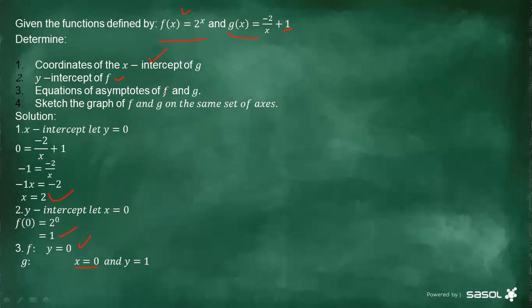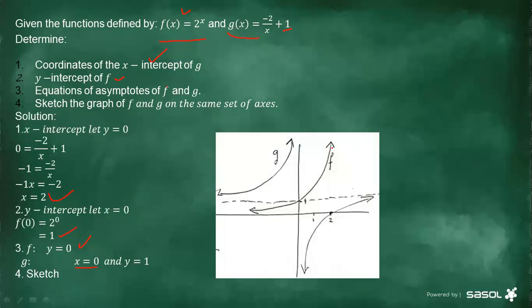Sketch the graph of f and g on the same set of axes. This is the graph. You can see this is the exponential graph. And these two curves are for the hyperbola. So the red one is for the exponential. So we did just draw the graph there.